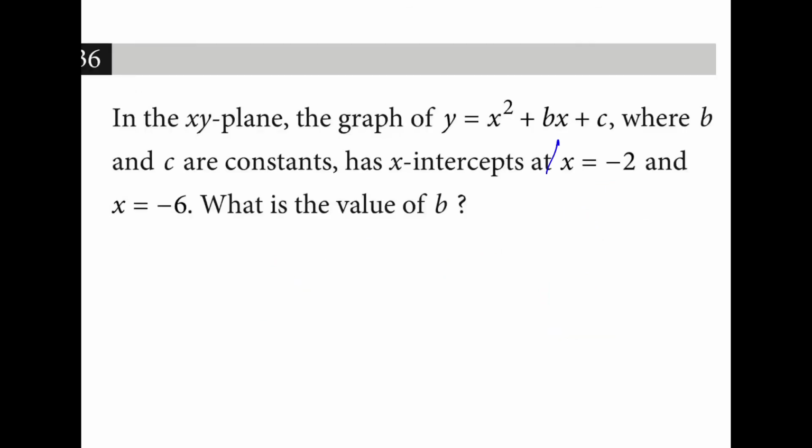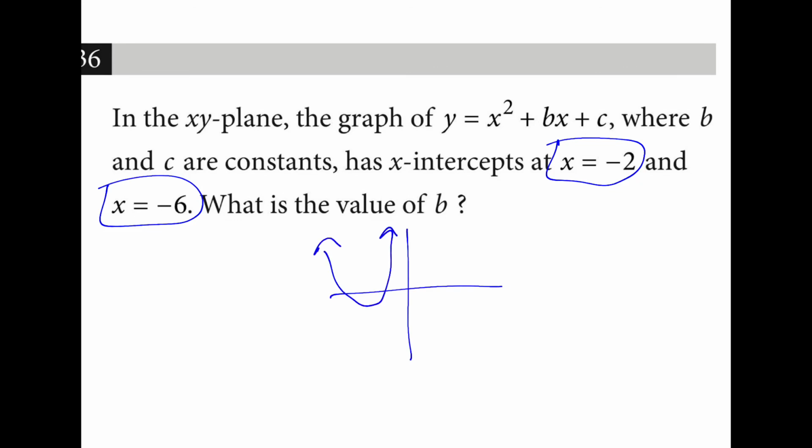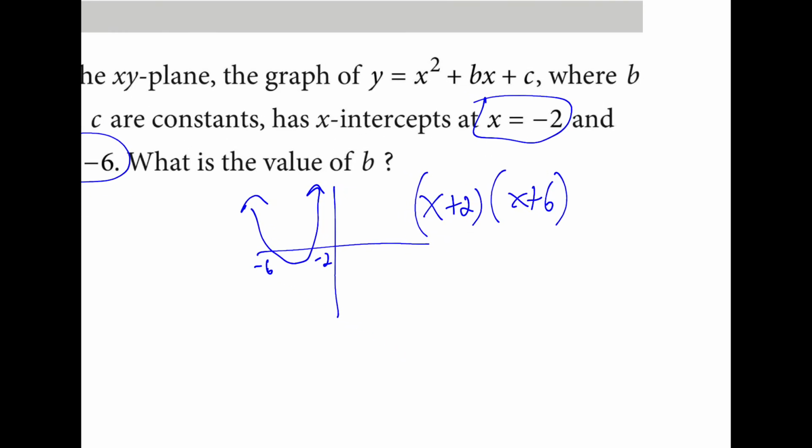If the x-intercepts are at x is equal to negative 2 and x is equal to negative 6, think about that like this. This is negative 2, this is negative 6. I can write intercept form of this equation like this, because when you plug in a negative 2 or a negative 6, you get 0. If I expand this, I get x squared plus 2x plus 6x, that's plus 8x, plus 12. And they want to know the value of b, which is 8.